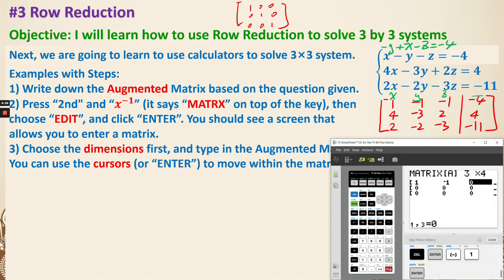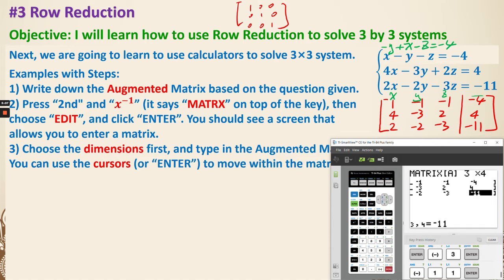-1, press enter. And -1, press enter. Then -4. That's our first row. Keep pressing enter. That's going to go to the second row. 4, enter, -3, enter, 2, enter, and 4. That's the second row. Third row, 2, enter, -2, enter, -3, enter, -11. Now we have created our whole matrix.